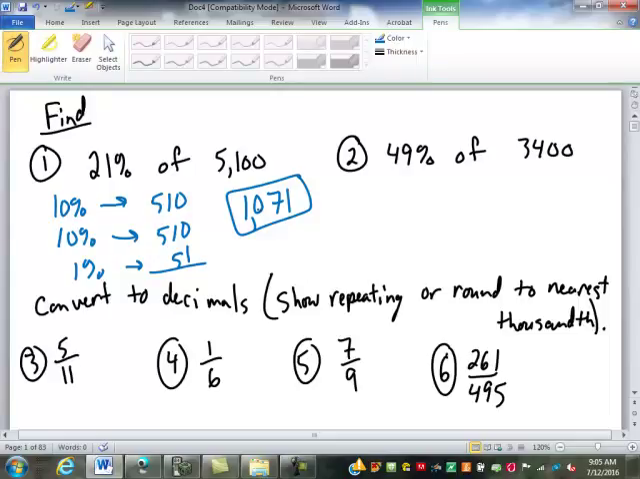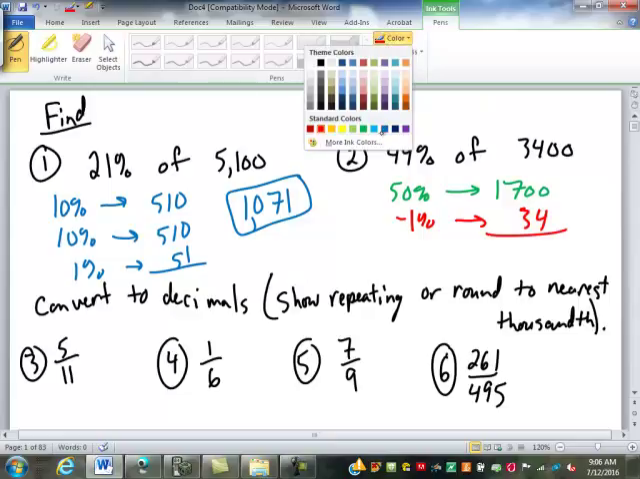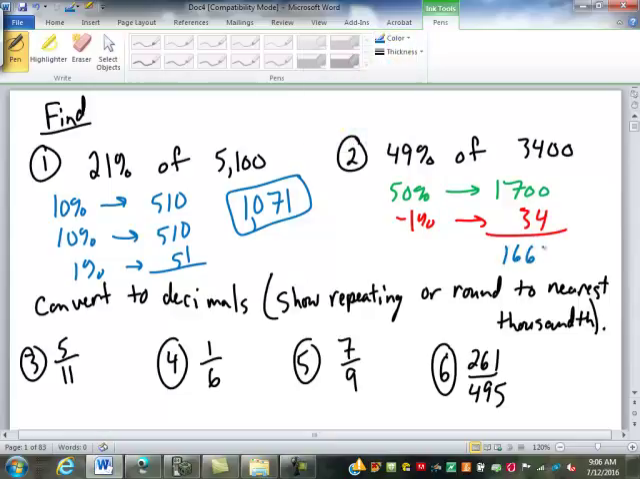Now looking at 49% of 3,400. This one I'll look at just a little bit differently. 50% is half, of course. What's 50% of 3,400? 1,700. From that, to get to 49, we have to subtract 1%. What's 1%? 34. So 1,700 minus 34 is 1,666. Anybody get that one? Good deal.